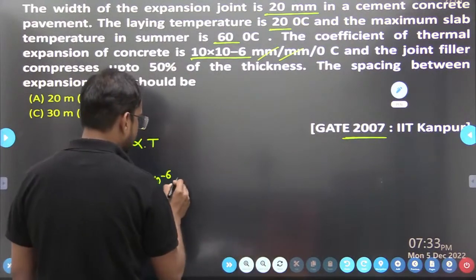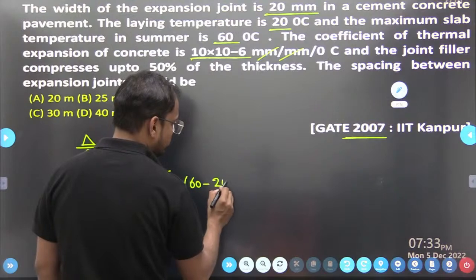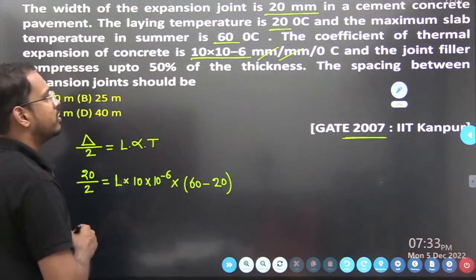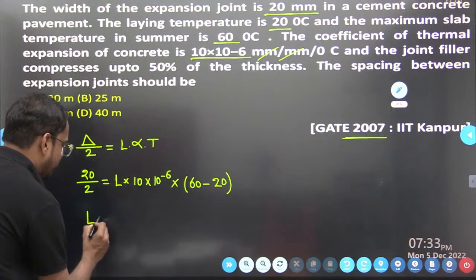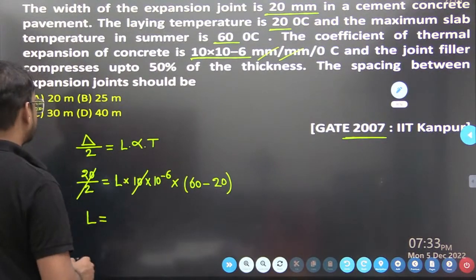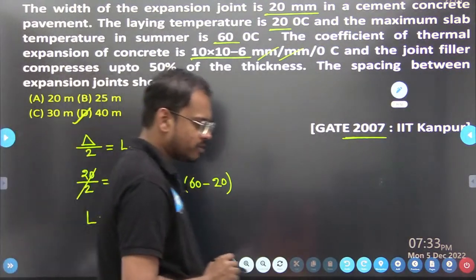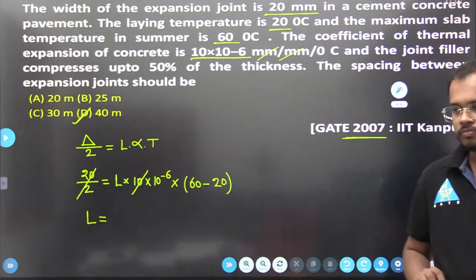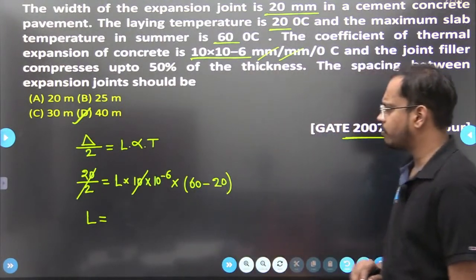The change in temperature: 60 degree Celsius is the highest and construction is 20. So 60 minus 20 is 40 degree Celsius, the change in temperature. We can calculate the value of capital L, my dear friend. So 10 and 10 cancel out, and the value is equal to 40 meter. Clear? Very easy problem.